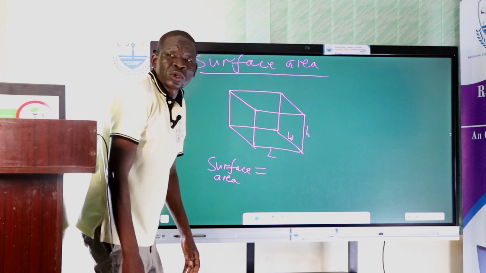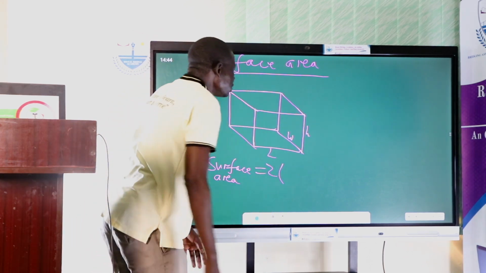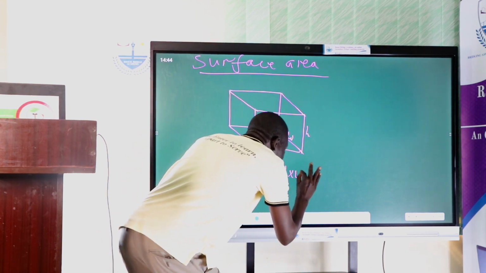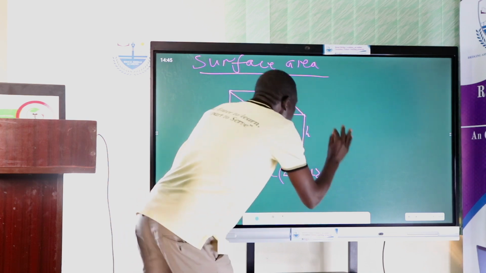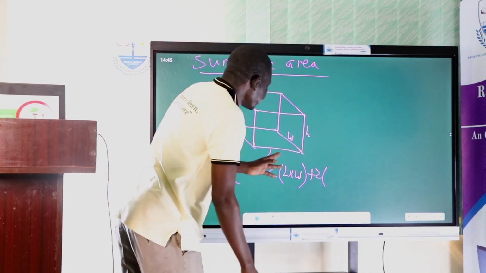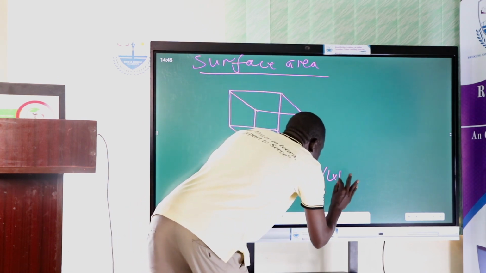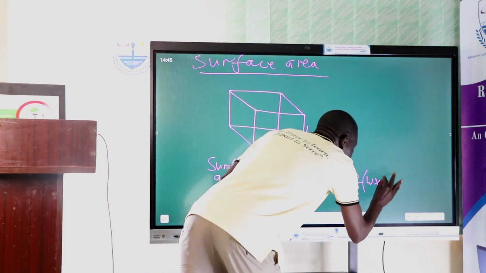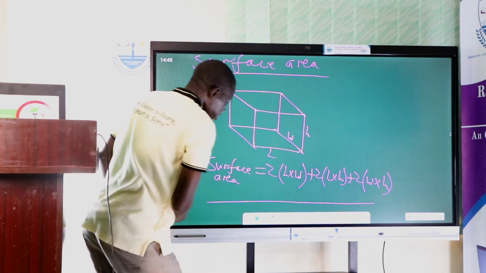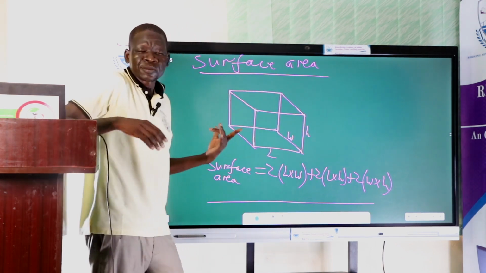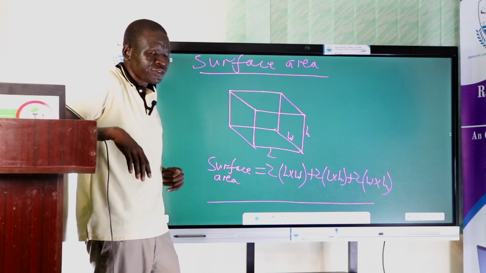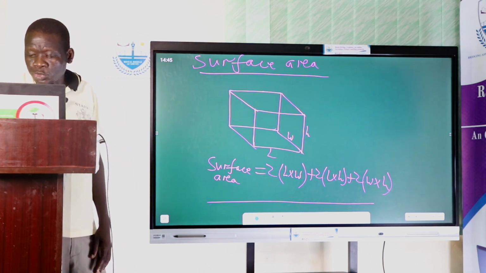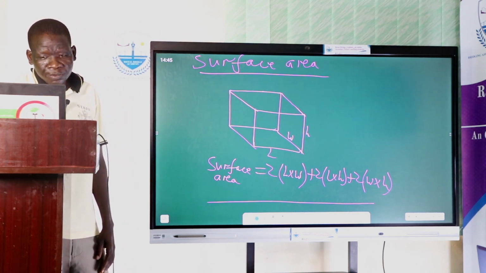of the cuboid, it will be equal by the formula 2 into, we consider the base, that is length times width, plus 2 into length times the height, then plus 2 into width times the height. This one will be the surface area of the cuboid. In other words, the area of each face is multiplied by 2. That is according to the surface area of the cuboid.